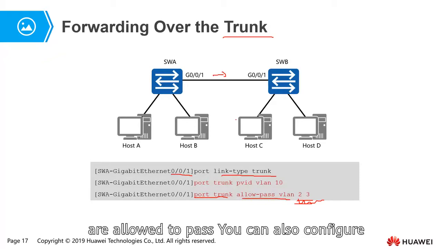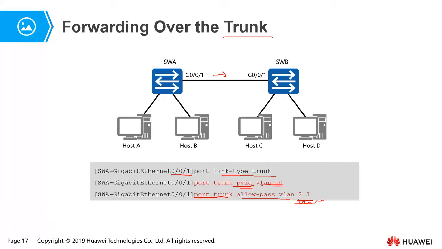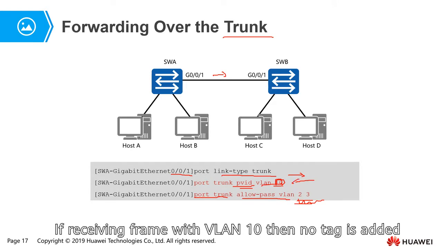You can also configure a PVID on the trunk port. This PVID is VLAN 10. But be careful. The PVID means when sending a frame out, if the frame belongs to VLAN 10, then no tag is added. If receiving a frame with VLAN 10, then no tag is added.